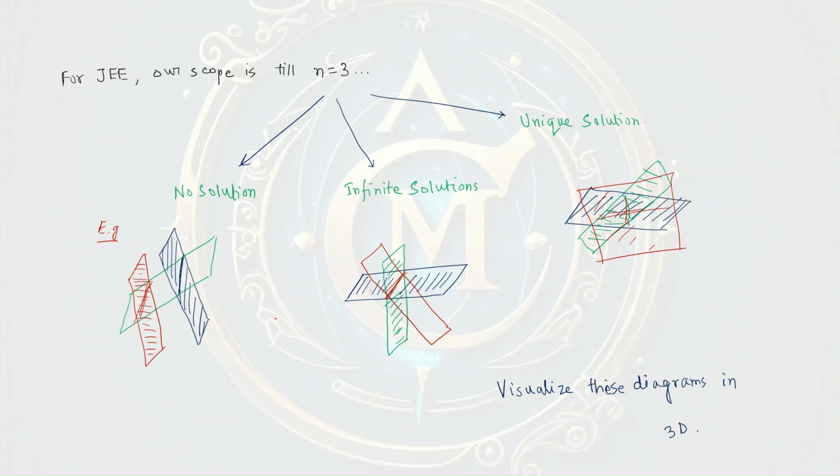You can visualize these diagrams in 3D. For no solution, there are no common points or common lines where these 3 planes meet. So there is no solution. And for infinite solutions, the 3 planes meet in a common line. And for a unique solution, the 3 planes meet at a common point. So you need to keep this in mind.